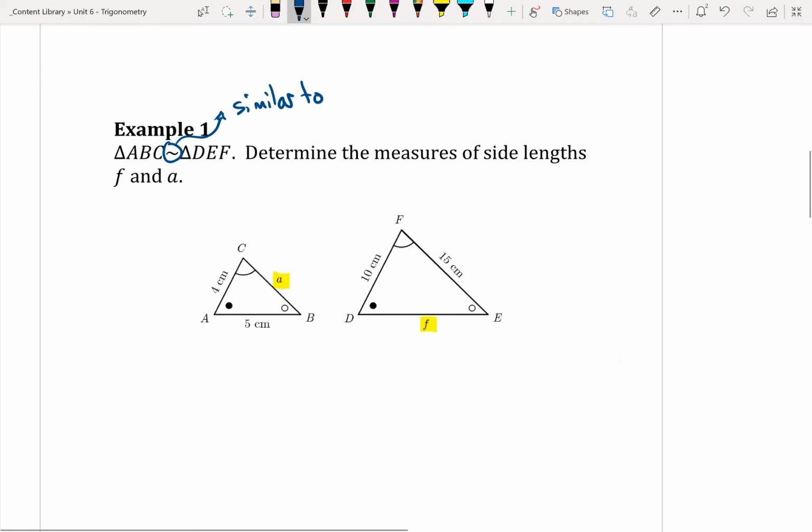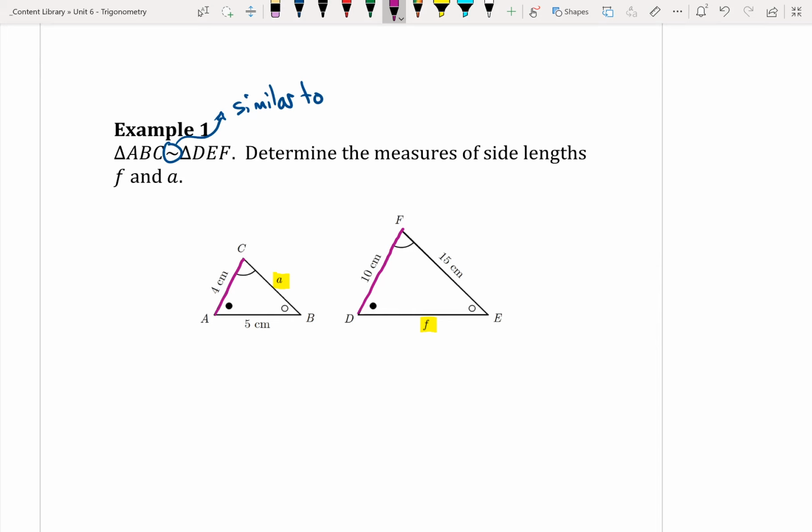So what we have to do here is, because they're similar, we know the ratio of the sides is going to be equal. First, we should find a side that is common, where we know both measurements. In this case, it's AC and DF. Right? It's the same side. We can see the same two angles at both spots. So this is a corresponding pair.